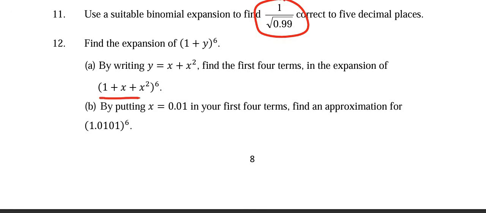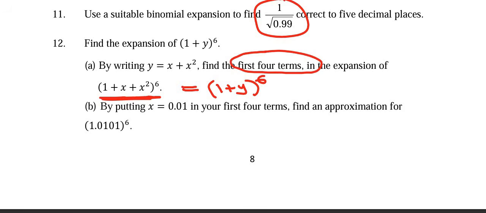Look at this one here. Now you start questioning what you know. By writing y to be equal to x plus this, find the first 4 terms in the expansion of this. So they just want you to write this as 1 plus y to the power 6. Expand this, but only give them the first 4 terms. Don't go more than the 4 terms.